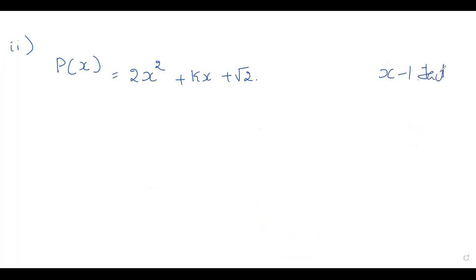Second one, here also you have to find the value of k, children. 2x square plus kx plus root 2. x minus 1 is a factor. So x is equal to plus 1. Substitute this value here. For every sum you should write this, children, by factor theorem.